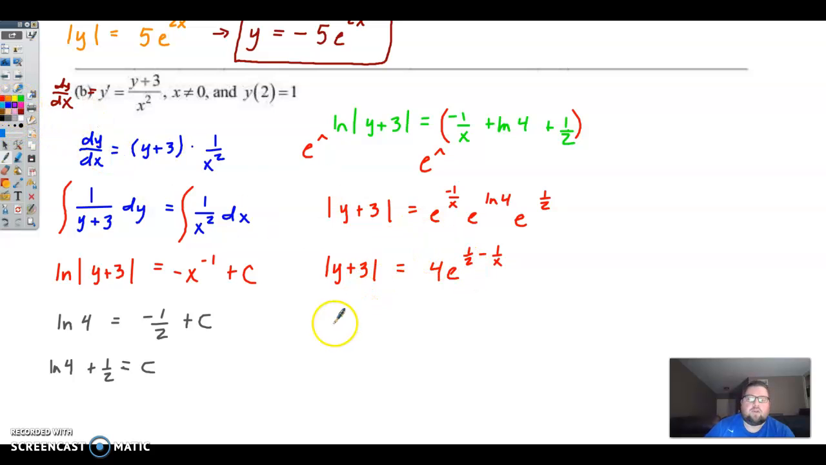Okay, so finally we can get rid of our absolute value bars, y plus 3. And we have to make sure to put a plus or a minus sign. This time we want a plus sign because our initial condition is a positive number. So we're good to go there. Nope, we don't have to write a plus sign obviously, but we know it's positive. And then I think I'm going to get a common denominator here. So if I multiply this by x over x and 2 over 2, I end up with x minus 2 over 2x as my exponent there. All right, last step would be to subtract that 3 over, and we have our answer.